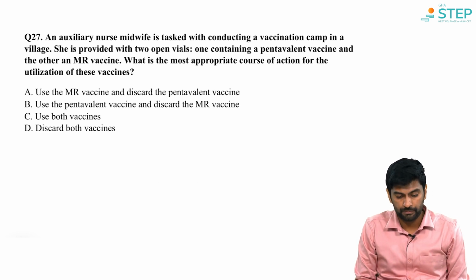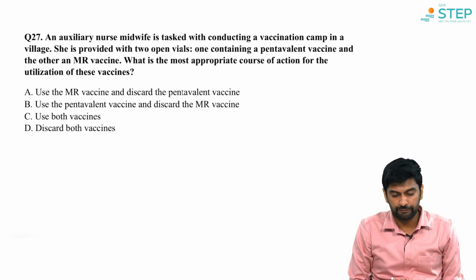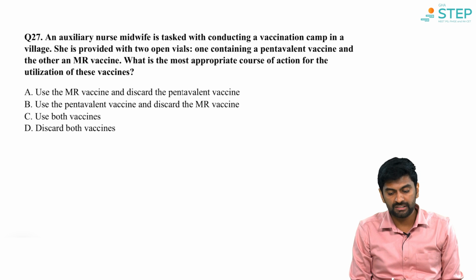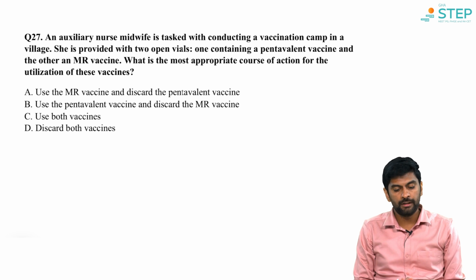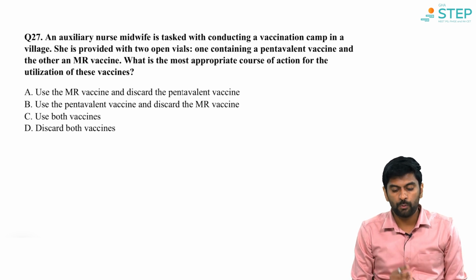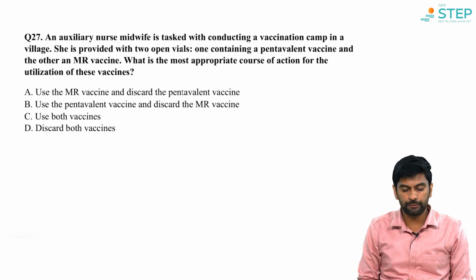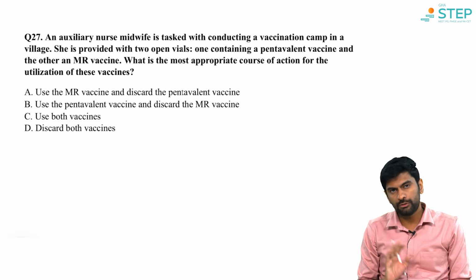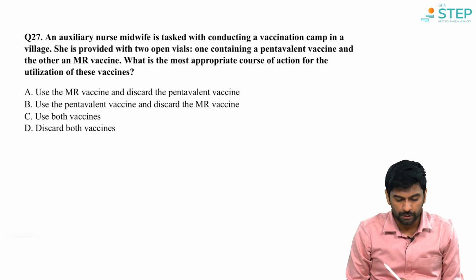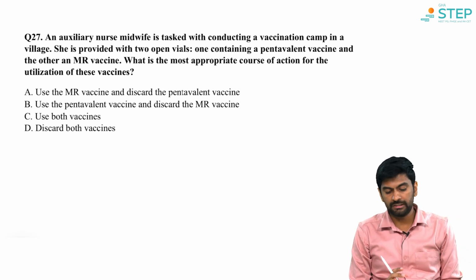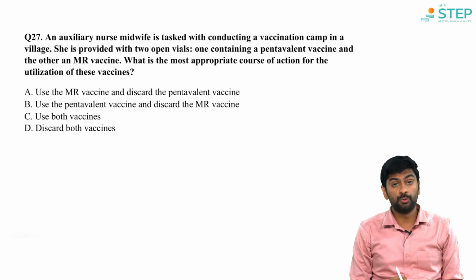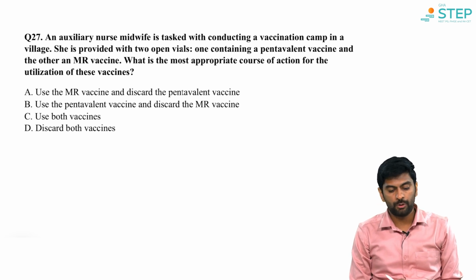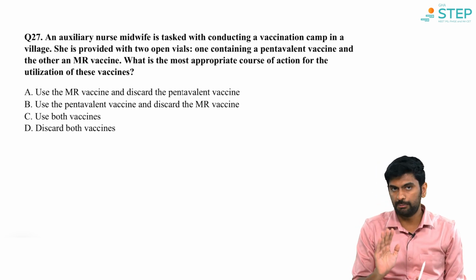Question 27. An auxiliary nurse midwife is tasked with conducting a vaccination camp in a village. She is provided with 2 open vials, one containing pentavalent vaccine and the other an MR vaccine. What is the most appropriate course of action for the utilization of these vaccines? So this is a question on open vial policy. So option A would be to use the MR vaccine and discard the penta. B would be to use the penta and discard the MR, or use both or discard both vaccines.